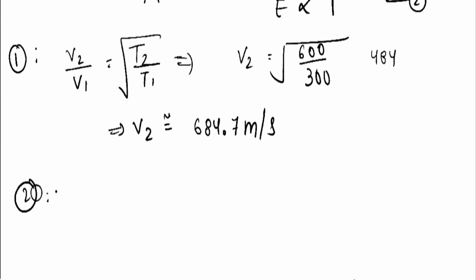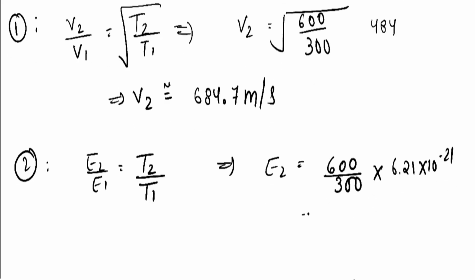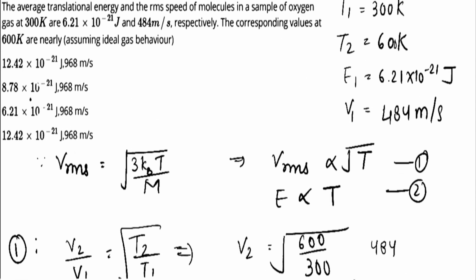Now, using the second equation, we get E2 by E1 equal to T2 by T1. So E2 would be equal to 600 by 300 into E1, that is 6.21 into 10 to the power minus 21. So this would be equal to 12.42 into 10 to the power minus 21 joules and 968 meter per second. So among the options we can correct it to 684. So option A is our answer. Thank you.